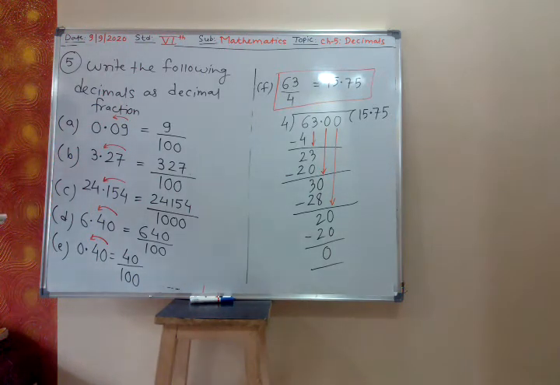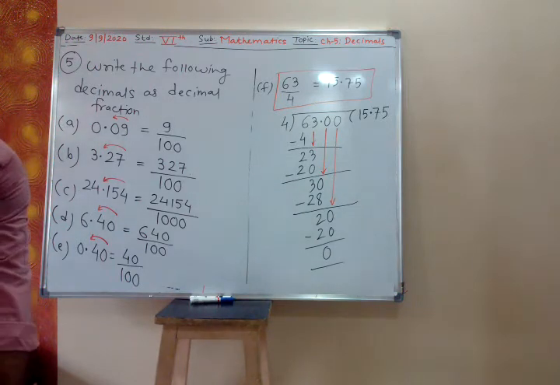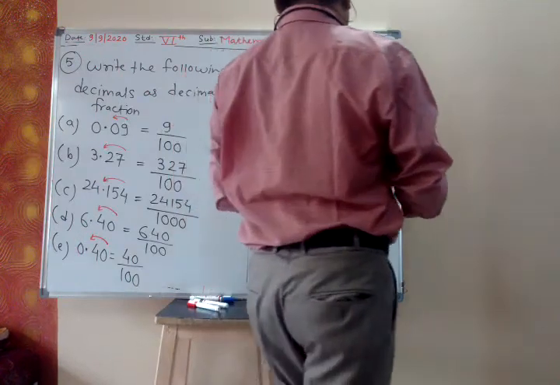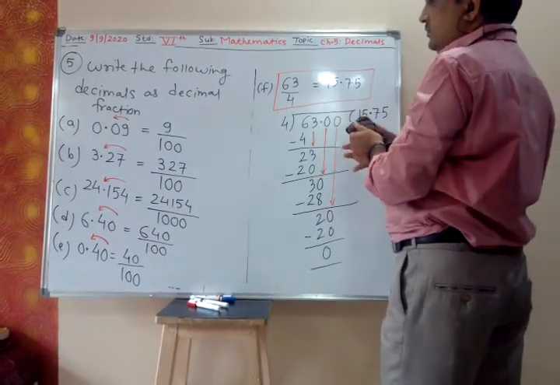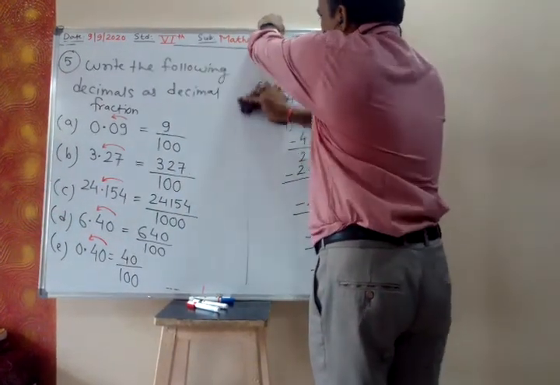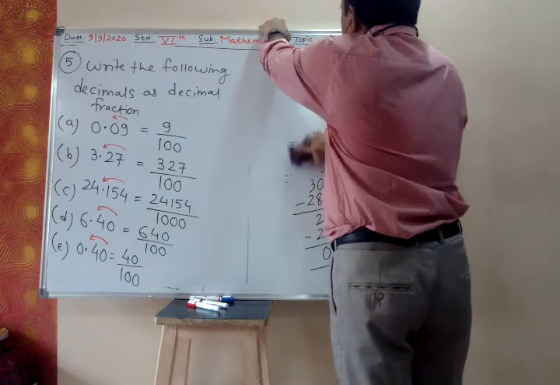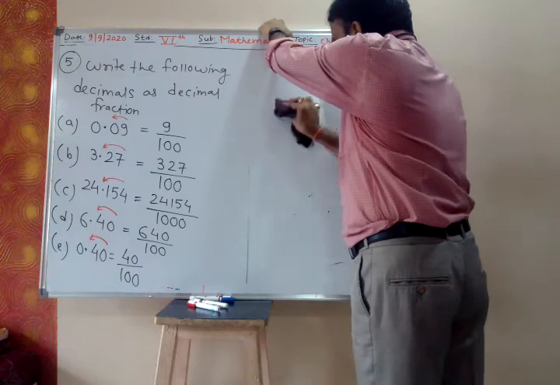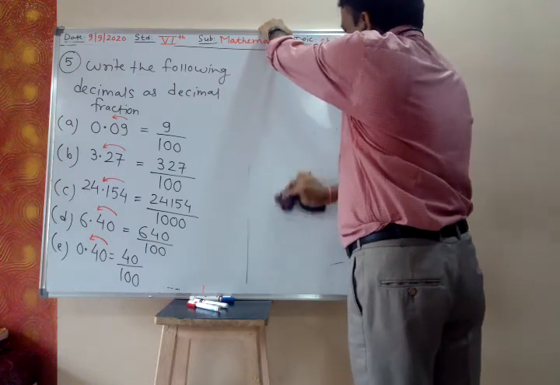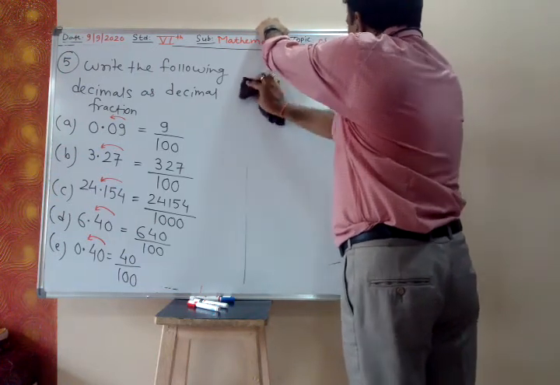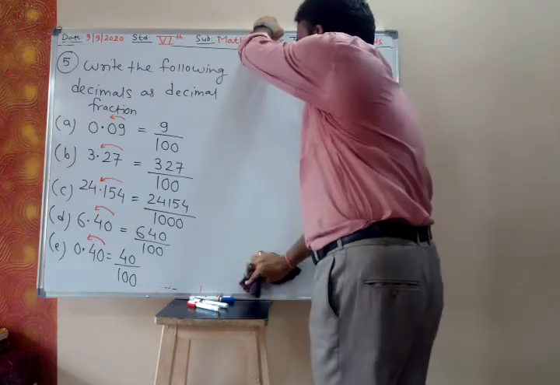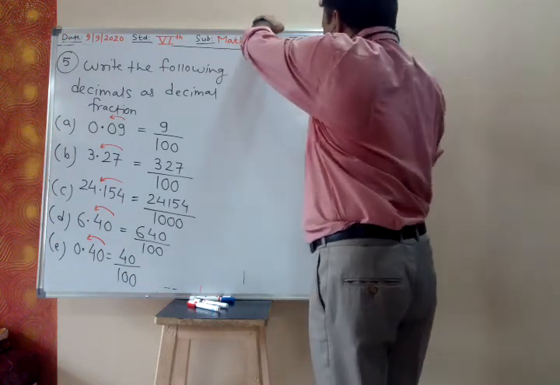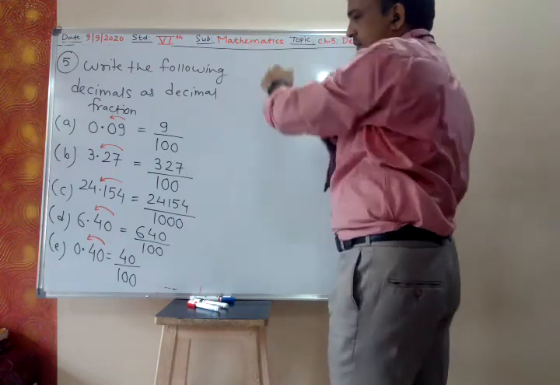So this is 40 upon... No, you have to stop there. We have to convert them into decimal fractions. Fraction means we have a numerator and a denominator. We only have to remove the decimal and divide that number by 10 or 100 or 1000, whichever applies.